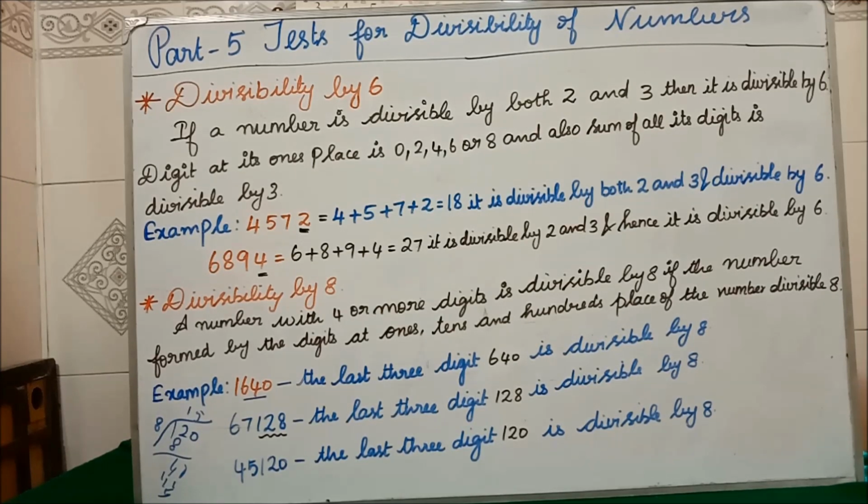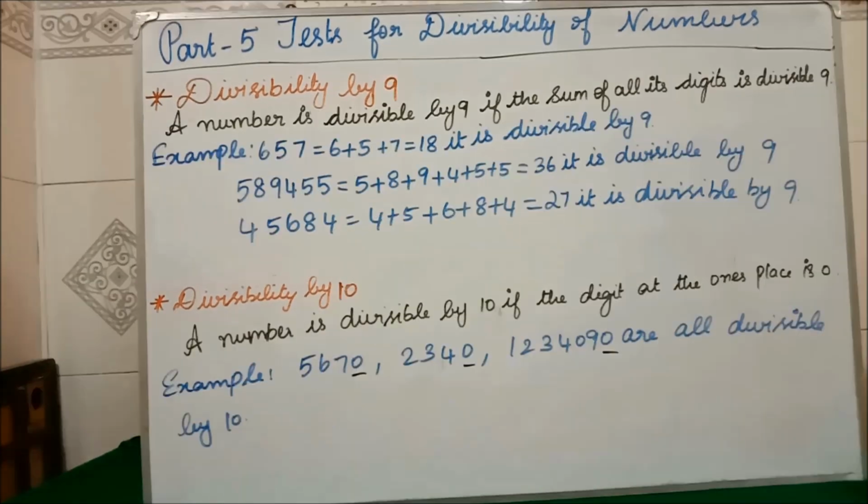Clear, all of you? Clear? The divisibility by 8 condition is you have to see the last 3 digits. If it is divisible by 8, then the full number is divisible by 8. The divisibility by 6 condition is what? It has to be divisible by both 2 and 3. Then it is divisible by 6. Okay. Next we will see divisibility by 9.